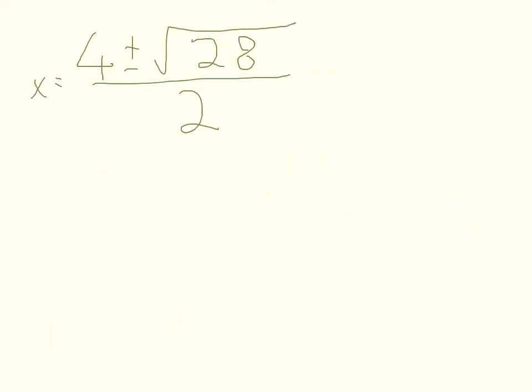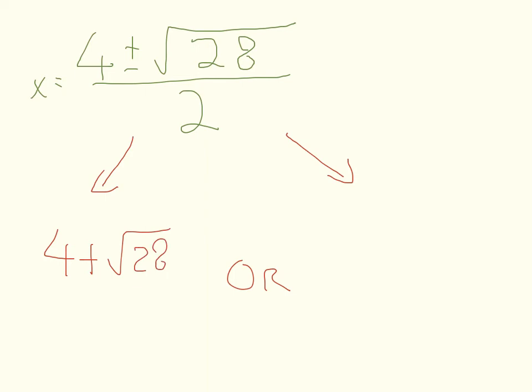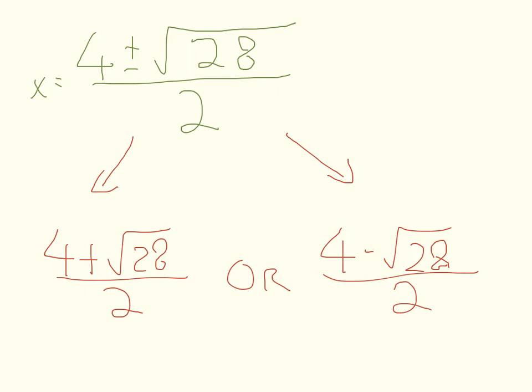So now at the moment we have 4 plus or minus the square root of 28, since 16 plus 12 is 28. And this is where we split it up, because as you could see above, we have our plus or minus. So one becomes a plus and the other becomes a minus. I'm going to put an or in between. So it becomes 4 plus square root of 28 all over 2, or 4 minus square root of 28 all over 2. And we just put them into our calculator then.